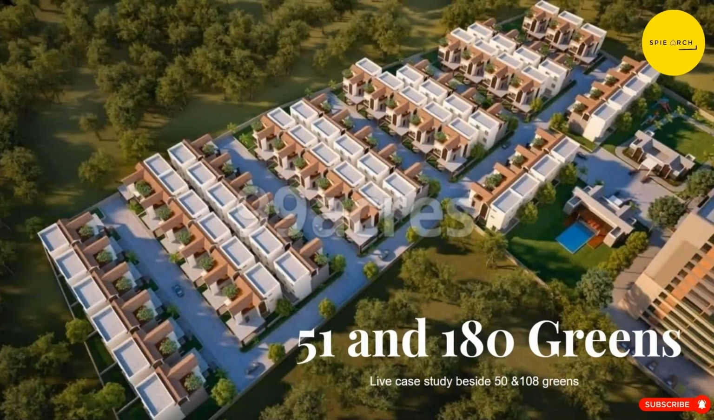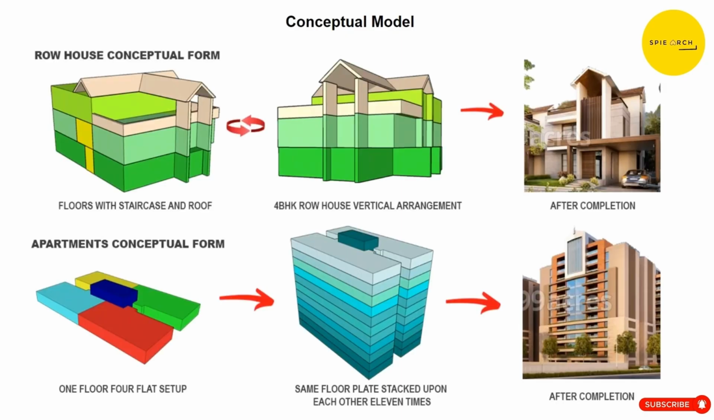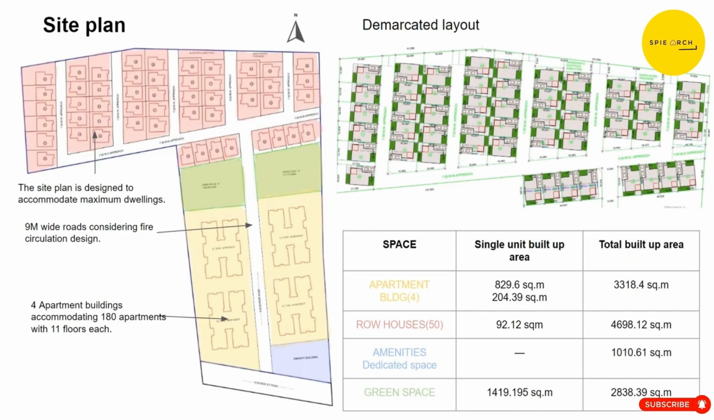Next. Then we went to the next site, which was 51 and 180 greens, right beside 50 and 108 greens. Next slide. Yeah, so this is the conceptual model. This is tried by us, and here for the row house there is a G+2 structure, and here we have shown how floor level, staircase and roof solidify to make a solid structure. Then for the apartments, we have shown how flats are organized on a floor plate, and then how the floor plate is repeated multiple times.